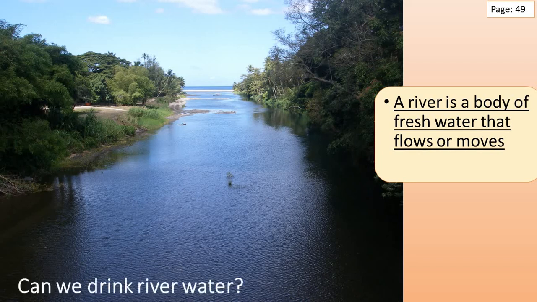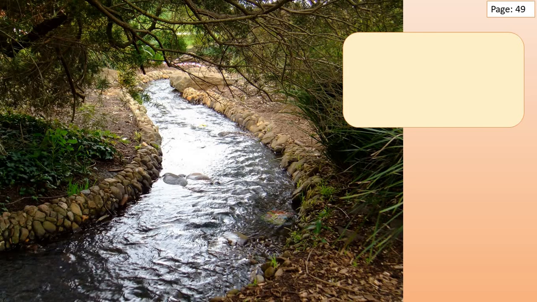Interesting. Now the question, can we drink river water or not? It's fresh water because it flows. It comes from melting ice. So it's fresh. That's why we can drink river water. It's very delicious. Let's see the next one.